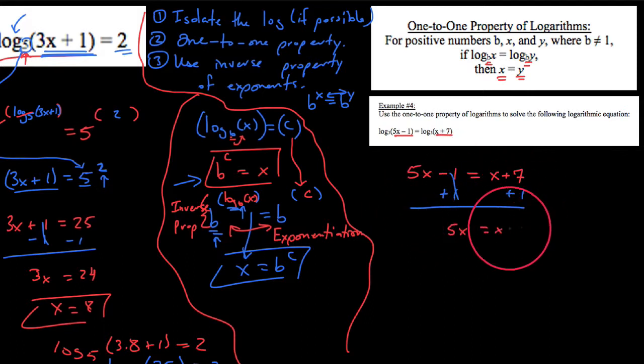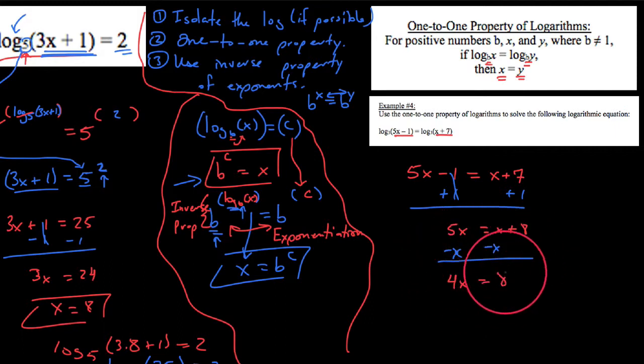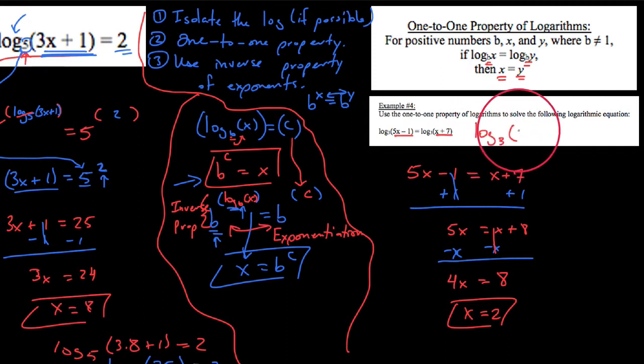We say 5x is equal to x plus 8. I'm going to go ahead and subtract this x from this side here, and we get 4x is equal to 8 then. And so it follows that x is 2, and we do want to check this. Always check your solutions. So in the original expression up here, we had log base 3 of, and this would be 5 times 2 minus 1. And this is log base 3 of x plus 7. So we have 2 plus 7 on the right.